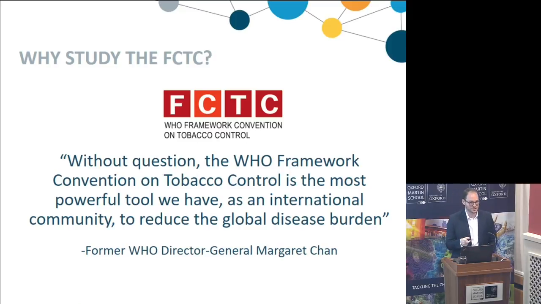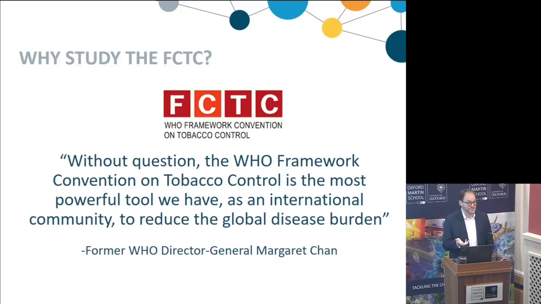The second reason it makes so much sense to focus on this one is because it's gotten a lot of attention, particularly in global health circles, for being an example of a treaty that's had major impact. One quote that I often point to is from a former Director General of the World Health Organization, Margaret Chan, who said in a speech, "Without question, the WHO Framework Convention on Tobacco Control is the most powerful tool we have as an international community to reduce the global disease burden." It's quite a strong statement, but I think it reflects the view of many people in the global health community.